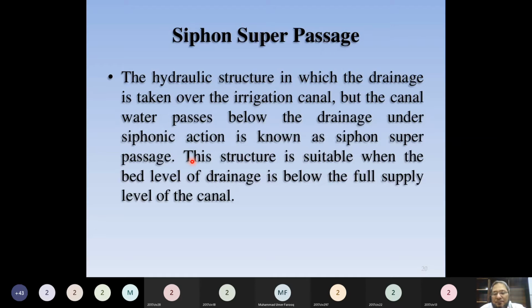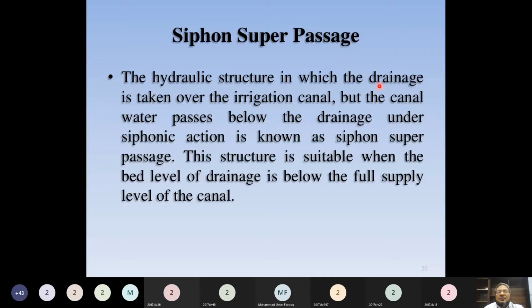तो siphon super passage क्या है? Super passage means a canal is crossing below the river. And what is a siphon super passage? It is crossing below, canal is crossing below the drainage in such a way that the bed level of the stream is slightly lower than the full supply level of the canal. So water flows under the stream in siphonic action. So that is called a siphon superpassage.